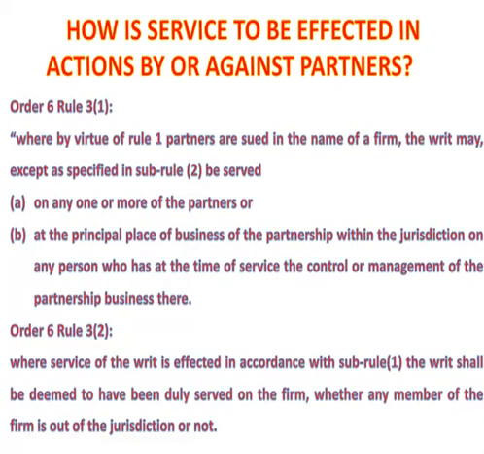Then Order 6 Rule 3 sub Rule 2 reads as follows, and I quote: where service of the writ is effected in accordance with sub Rule 1, the writ shall be deemed to have been duly served on the firm, whether any member of the firm is out of the jurisdiction or not. Again, where service of the writ is effected in accordance with sub Rule 1, the writ shall be deemed to have been duly served on the firm, whether any member of the partnership is out of the jurisdiction or not.